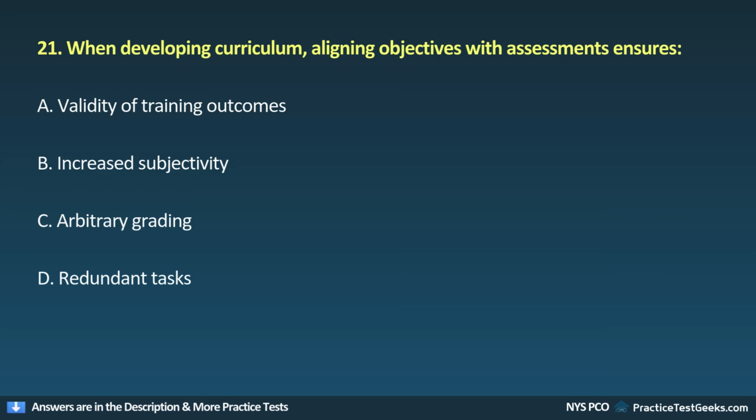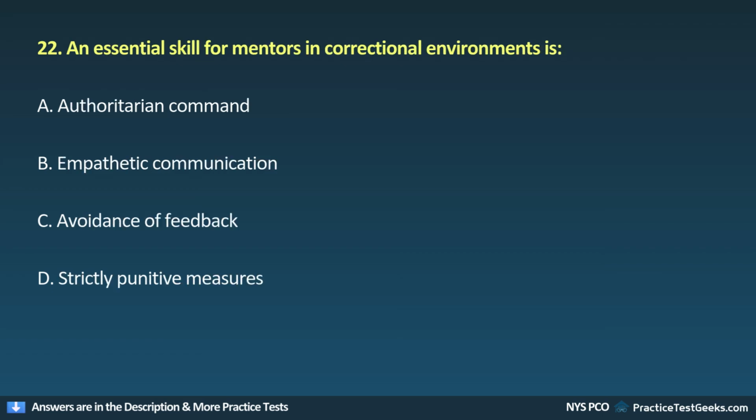21. When developing curriculum, aligning objectives with assessments ensures: A. Validity of training outcomes. B. Increased subjectivity. C. Arbitrary grading. D. Redundant tasks.